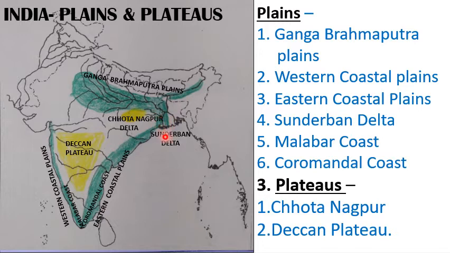Here, then Malabar coast, the western coastal plain in Kerala, known as Malabar coast. Coromandel coast, the southern part of eastern coastal plain, that is south of river Krishna, you can say, is Coromandel coast. Chota Nagpur plateau, it's easy to mark on the source of these two rivers. Then Deccan plateau forming a triangular shape south of river Tapti.